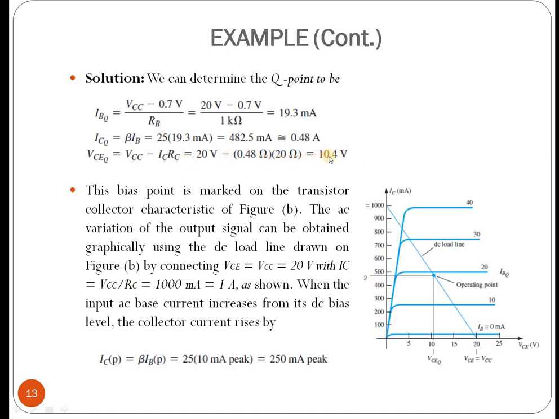Now from that result we need to determine the operating point, or the Q point. See that this is the Q point. Only the collector characteristics will be given, but we need to determine this Q point. It will not be given here.